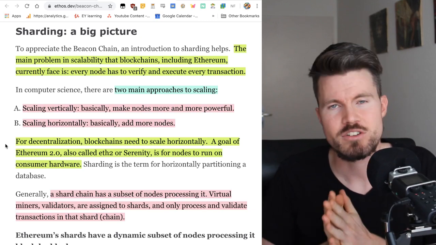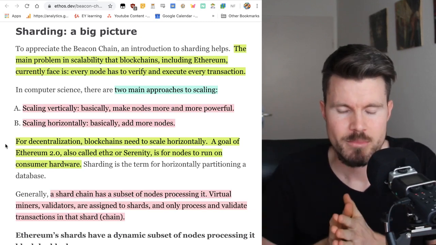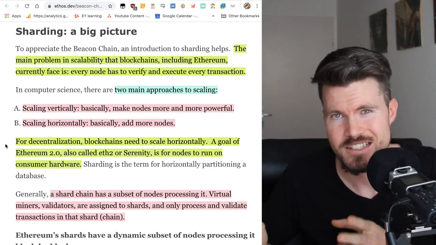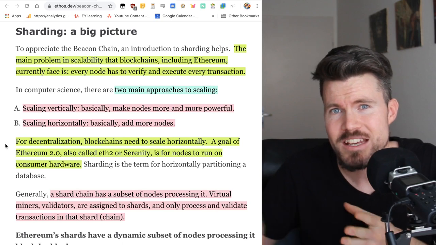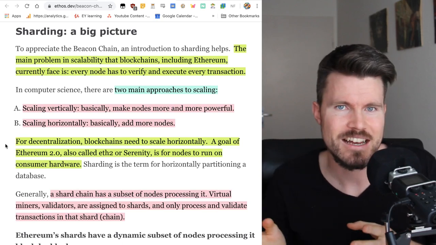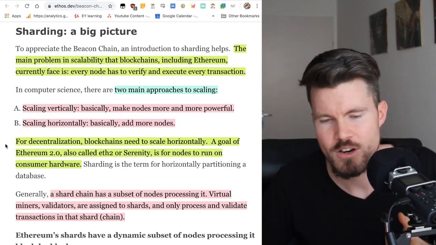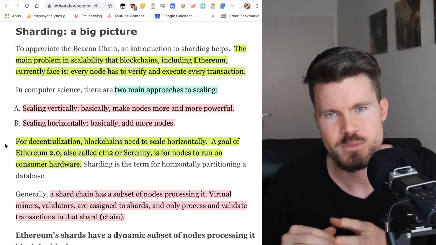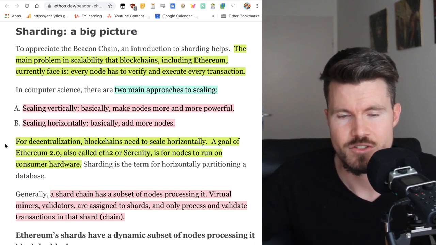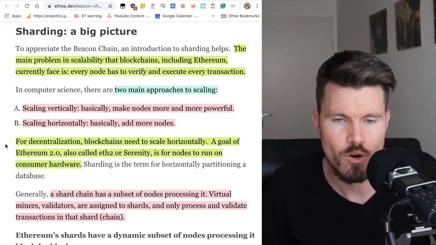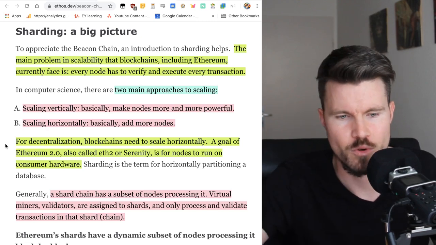With the Serenity upgrades, many people will be able to become a validator on the system with their personal hardware. It's probably even possible with a Raspberry Pi. As you can see, you don't really need the strongest hardware around. That is fantastic, because it will allow many people to stake, to become a validator, and it will allow the whole blockchain to scale in a horizontal way.